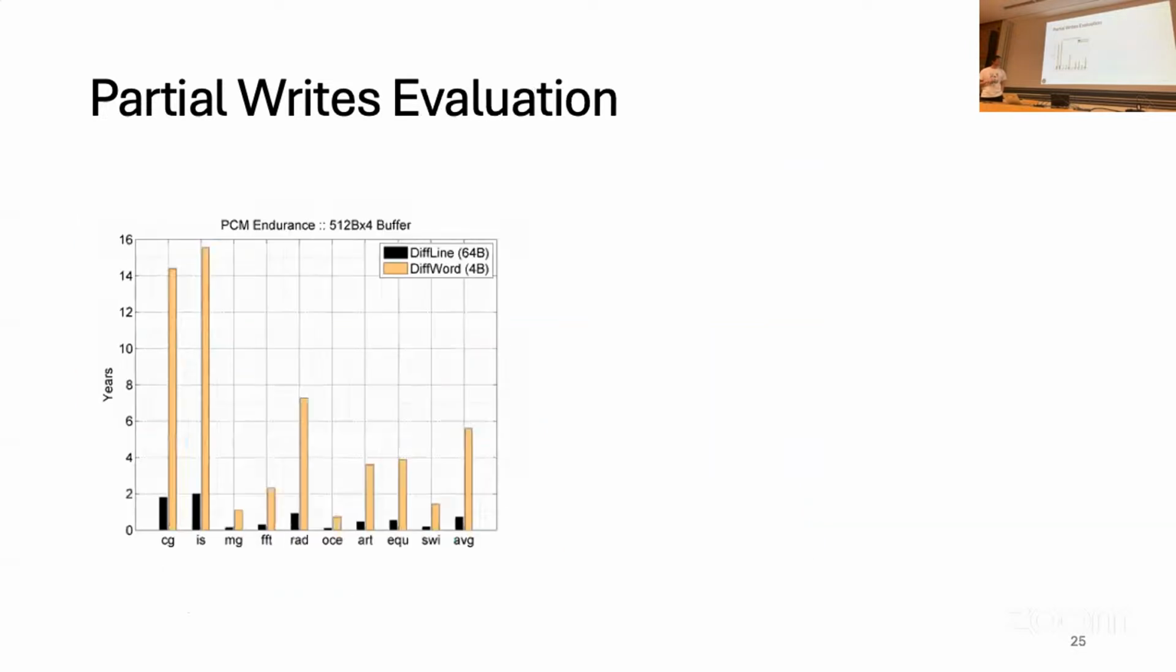some unnecessary writes here. Now, how good does partial writes perform? So on this graph, we have an expected lifetime or endurance in years on the y-axis. And on the x-axis, we have different benchmark applications. Yellow corresponds to keeping track of every word that has changed, while for the black bar, we keep track of it only for every cache line, so 64 bytes.